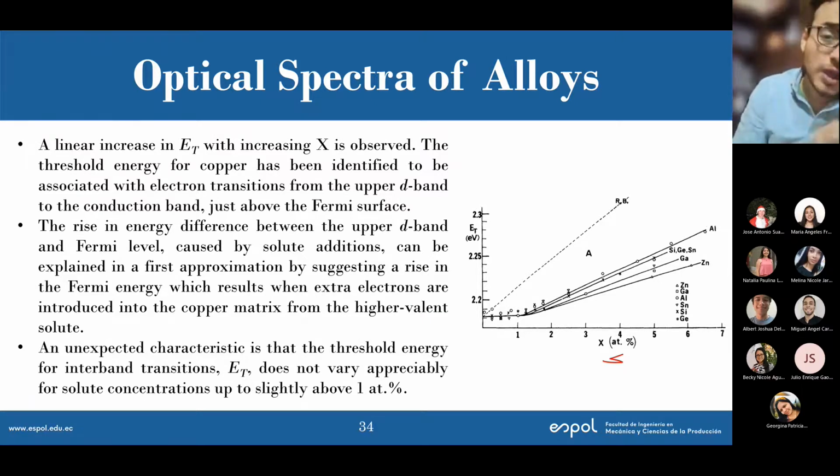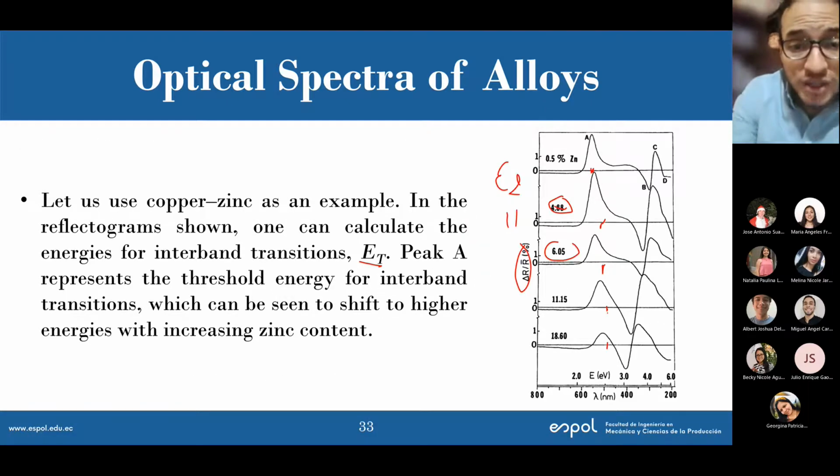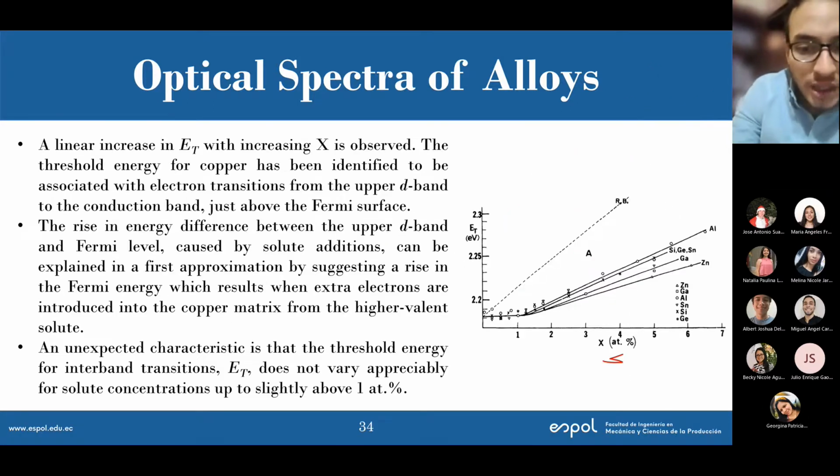Now, if you just look at that energy versus atomic percent of different alloying elements, you can see that there's a linear increase in energy with increasing atom percent, and that makes sense. You see in this behavior that with increasing zinc content, the energy is shifting towards the right. So I'm needing a bit more energy, and that is something you are looking at here. That is, let's say, in copper. If we're dealing with this copper alloy, you know that transition has to do with the transition from the upper D band to the conduction band.